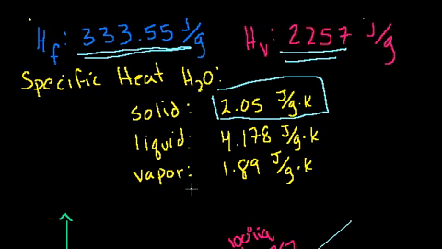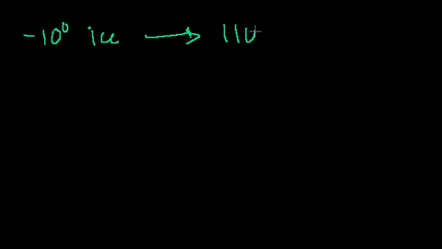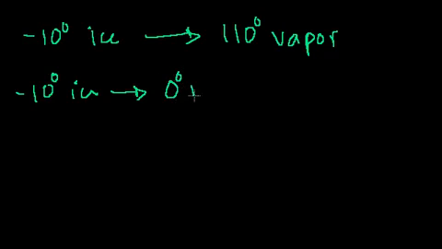So given what we know now, we can actually figure out how much energy it would take to go from minus 10 degree ice to 110 degree vapor. Let's work this out. The first thing we're going to do is go from minus 10 degree ice to 0 degree ice. So we're going to go 10 degrees, and we have to figure out how much heat it takes to warm up ice by 10 degrees.